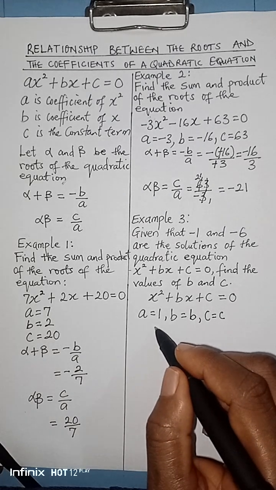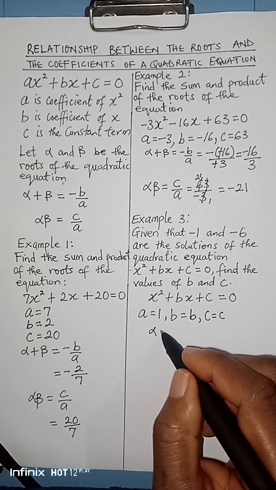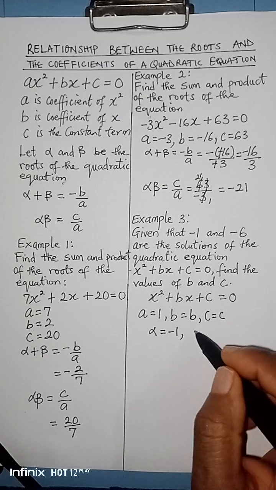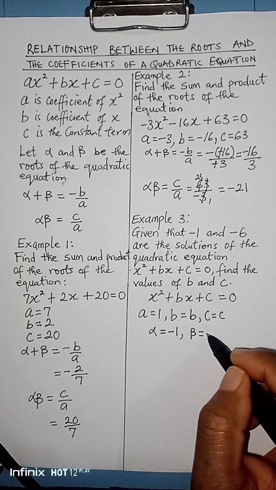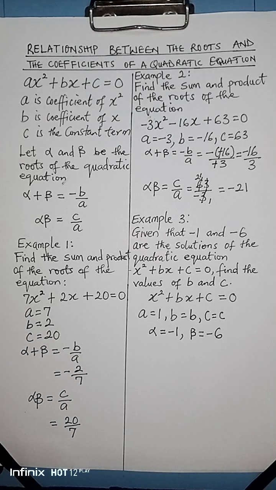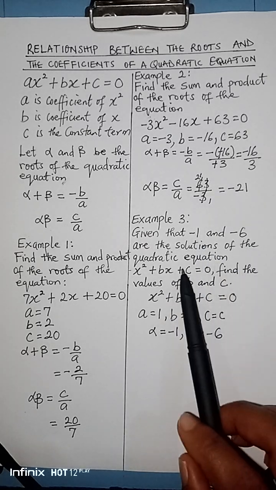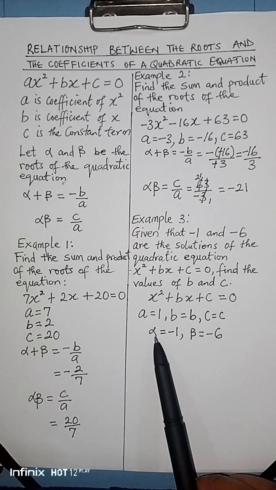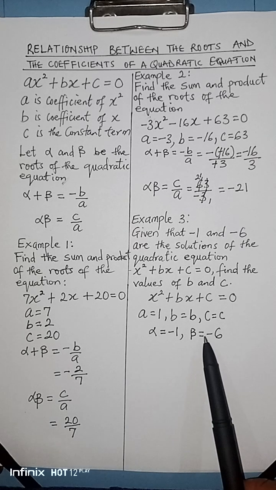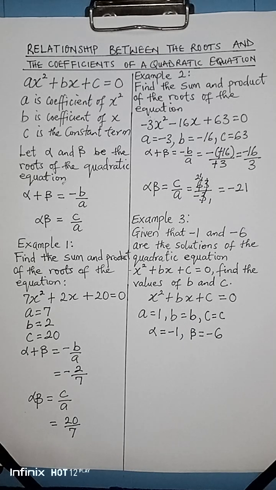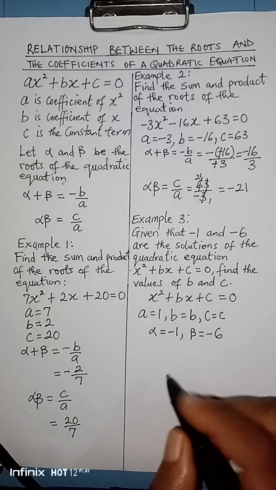Then we are given the roots of the equation, which means we know the values for alpha and beta. Alpha is the first value, minus 1, and beta is the second value, minus 6. Remember, alpha and beta stand for the roots of the equation, which are the solutions of the quadratic equation. Since in the question minus 1 and minus 6 are the solutions, it means those are the values for alpha and beta. The first value is for alpha, the second value is for beta. So let's apply the formula now.